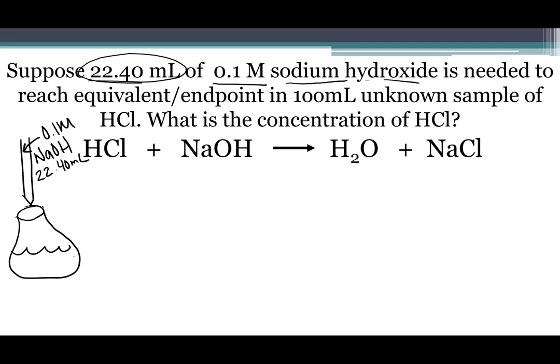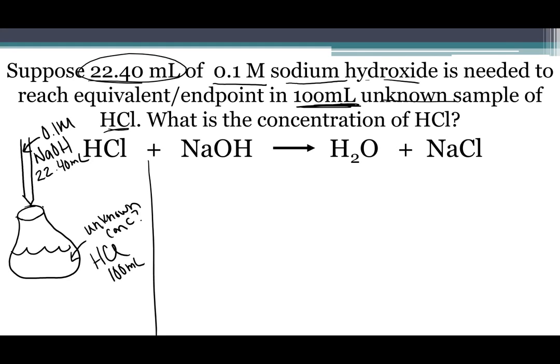All right, down here in the bottom of our flask, this is going to be our unknown concentration. Okay, so we don't know the concentration. But what do we know? Well, we know it's hydrochloric acid, unknown hydrochloric acid. And we also know how much is in there. So we put 100 milliliters of this hydrochloric acid in there. So there's our picture, and that's going to be really helpful for us as we solve this.